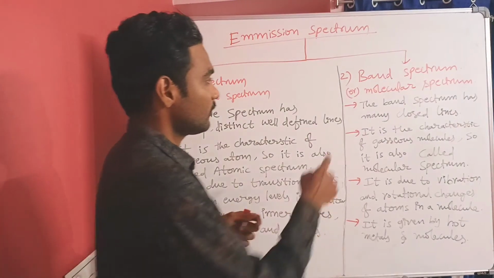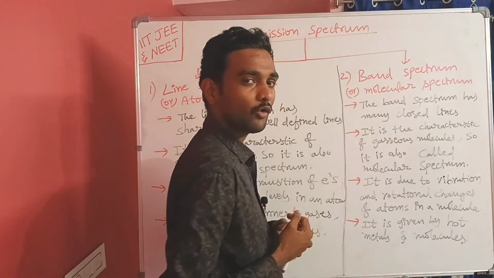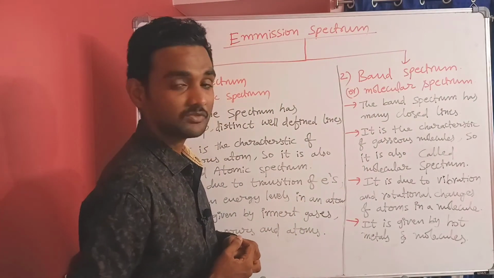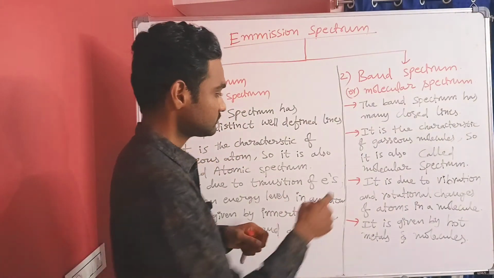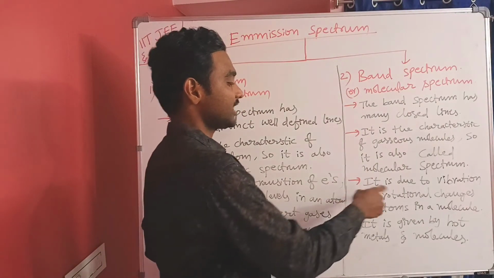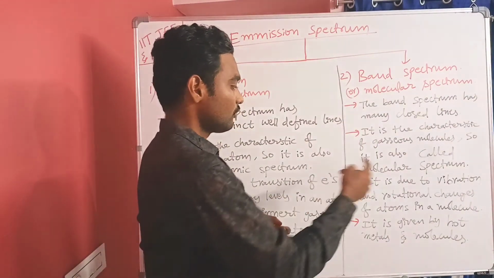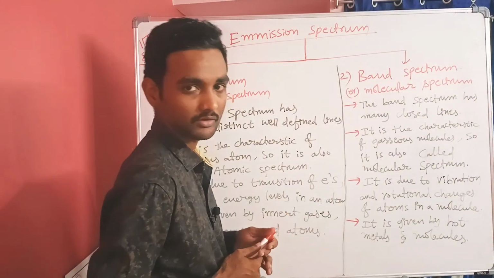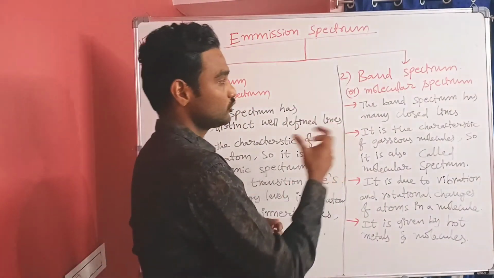Okay. Next, what is band spectrum? The band spectrum has many closed lines. It is the characteristic of gaseous molecules. So it is also called molecular spectrum. Remember. It is due to vibrational and rotational changes of atoms in a molecule. How will it form? It is formed mainly due to vibrational and rotational changes in the atoms of a molecule. Next, it is given by hot metals and molecules.